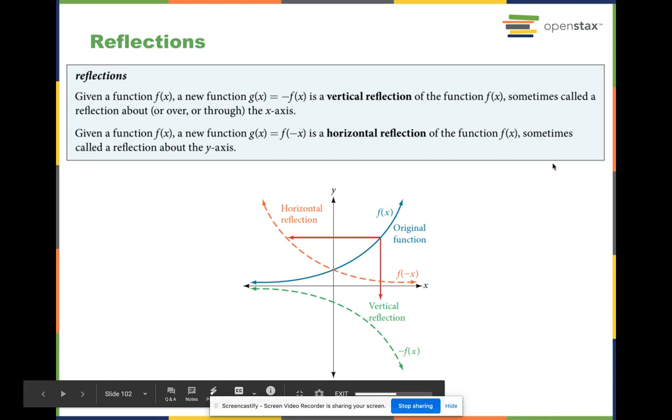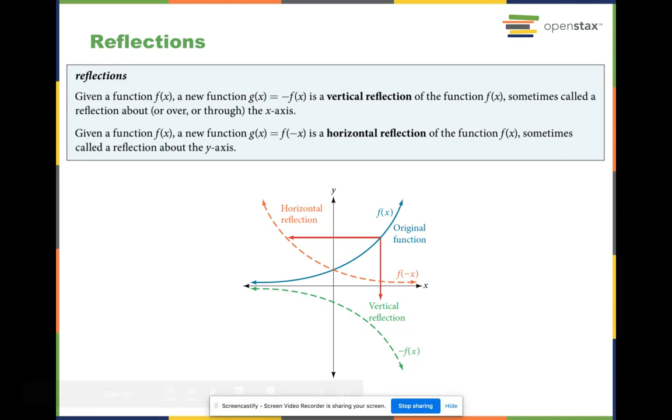We are going to talk about the second kind of transformation that we're going to do with functions, which is reflections. And if you'll remember from geometry, this is another kind of rigid transformation, right? There are two ways we can reflect things. We can have a vertical reflection or a horizontal reflection. A vertical reflection is a reflection across the x-axis, from below the x-axis to above the x-axis.